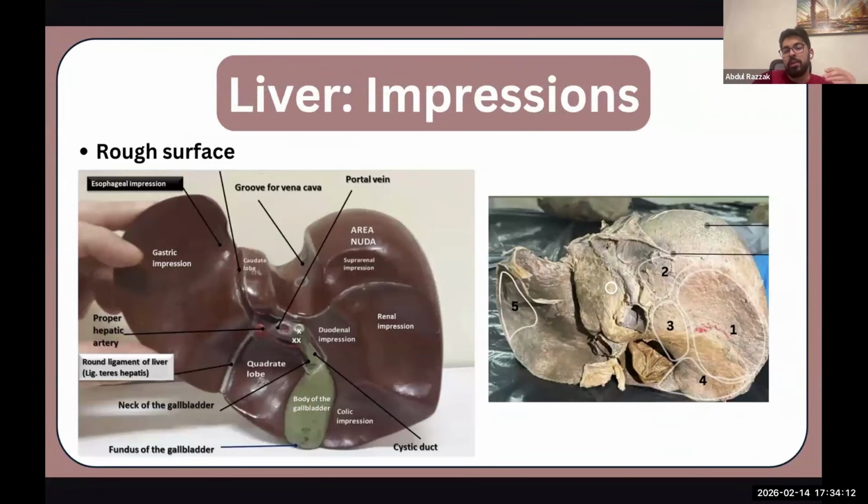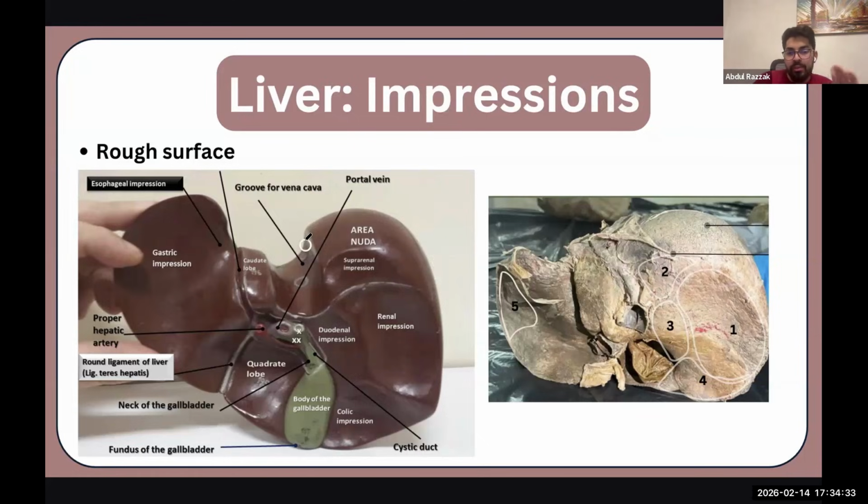Now, this side of the liver is called the visceral side because it's in contact with organs. And because these organs are pushing against the liver for a very long time, since you were born, they're gonna have impressions on the liver. They're gonna have their own markings on the liver, and they're gonna put their shape or their stamp on the liver. You need to know 5 impressions.